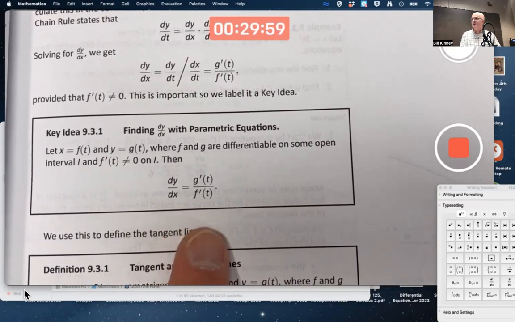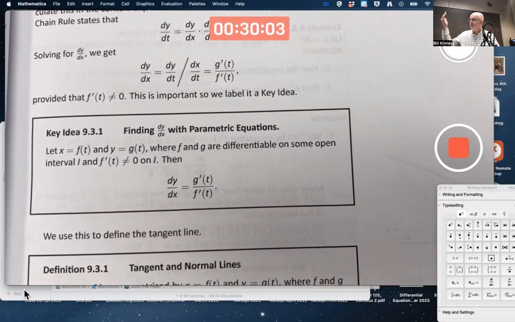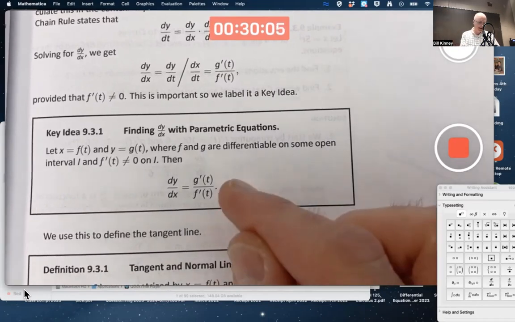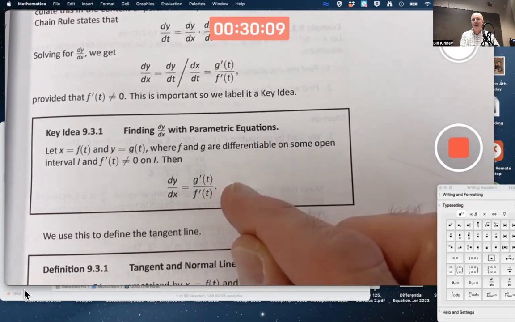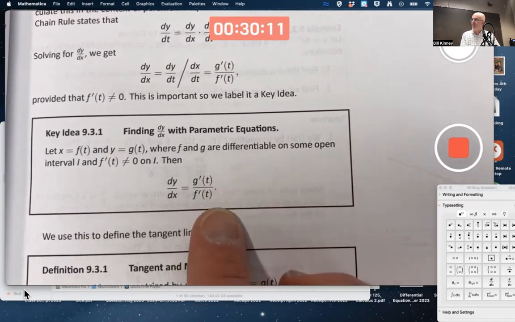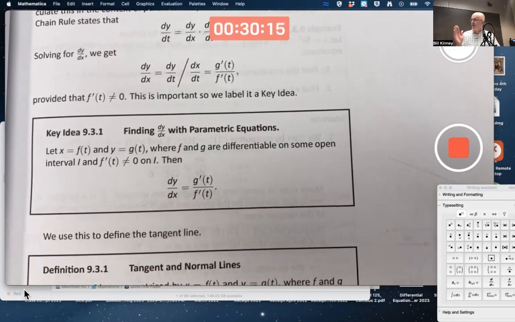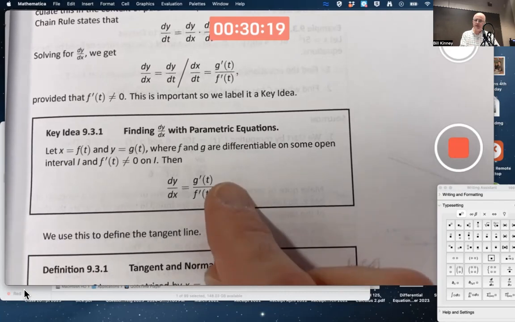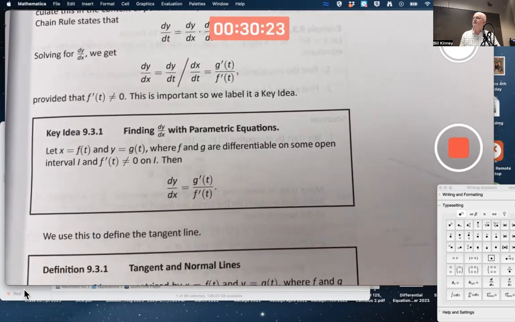You also could use this to figure out where the parametric curve has a horizontal tangent. It would have a horizontal tangent when g prime is 0. And oftentimes a vertical tangent where f prime is 0. Yes, slope is undefined for vertical lines. But as long as they're not both 0 at the same value of t, where the bottom is 0, you are going to have a vertical tangent.